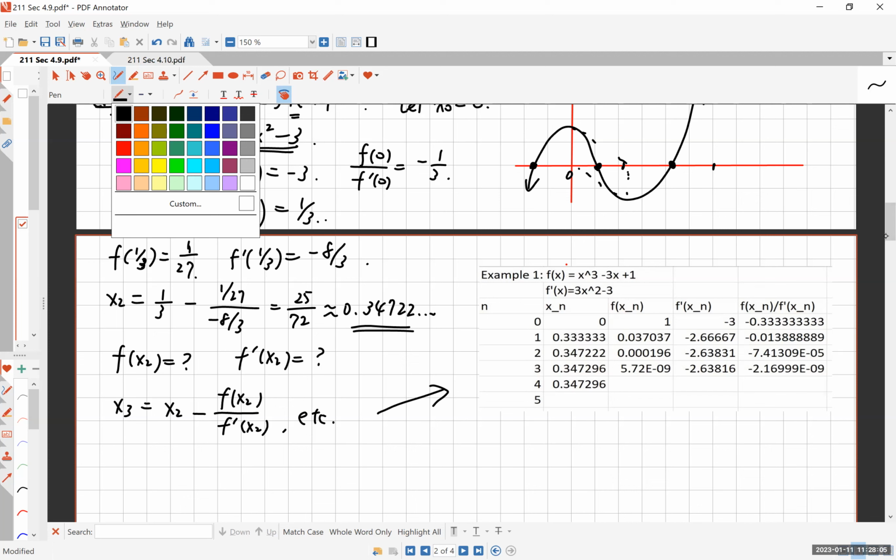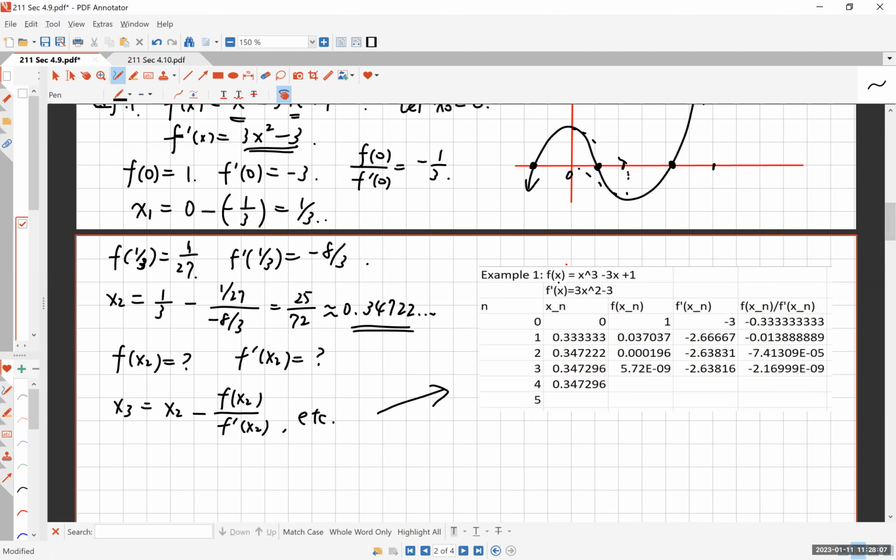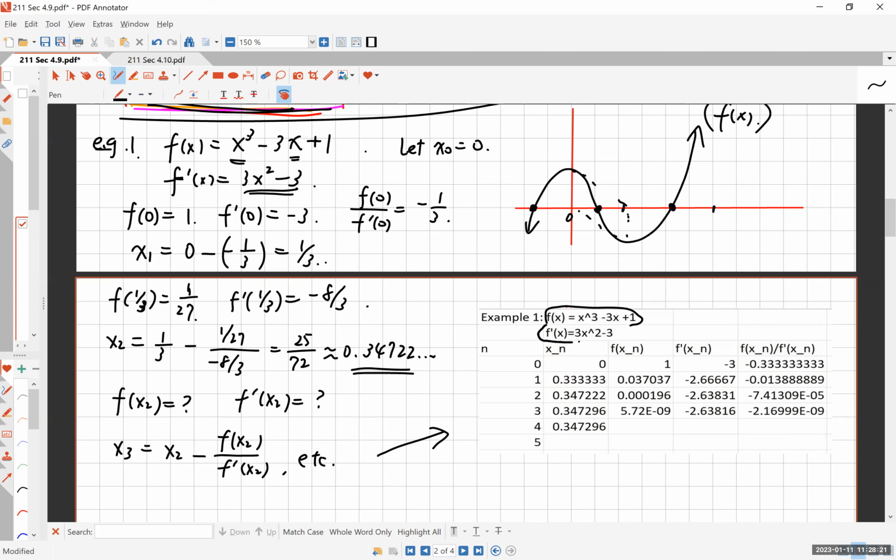Here is a little screenshot of my attempt to find the first 4 or 5 of these approximations. You notice my function is exactly this: x cubed minus 3x plus 1. I have also written the derivative here, 3x squared minus 3. Then I enter my index numbers here, these are the subscripts. So x0 is 0, and x1 is 0.333, as I discovered.